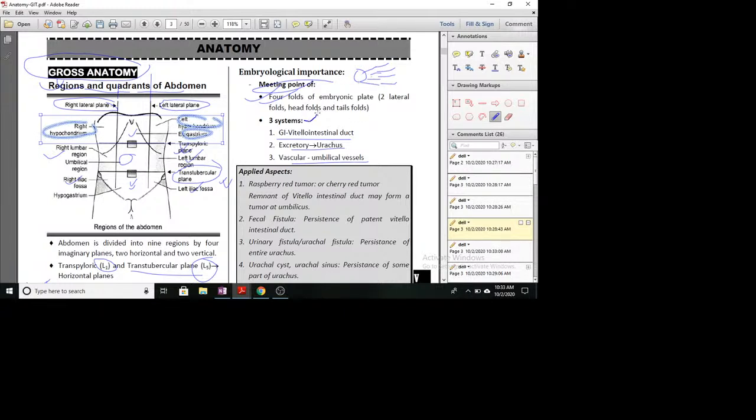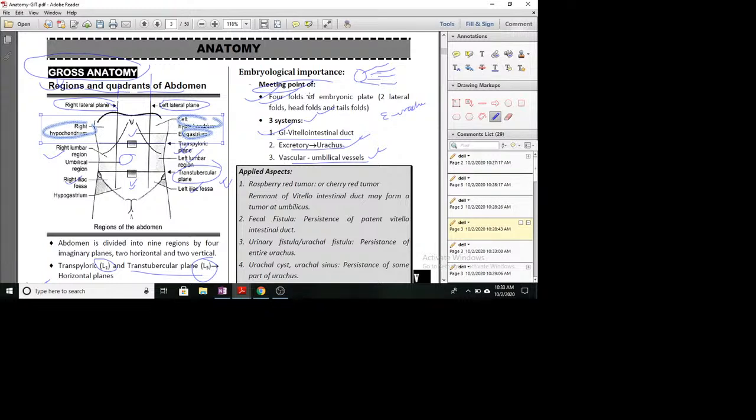Okay, three systems. There is the GI, the vitello-intestinal duct. So what are the systems? GI with the vitello-intestinal duct, excretory with the urachus, and vascular with the umbilical vessels. The urachus is related to the excretory organ, and the umbilical vessels to the vascular system. So GI, excretory, and vascular.